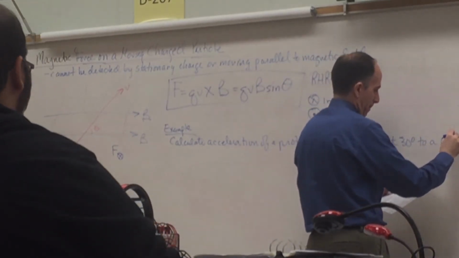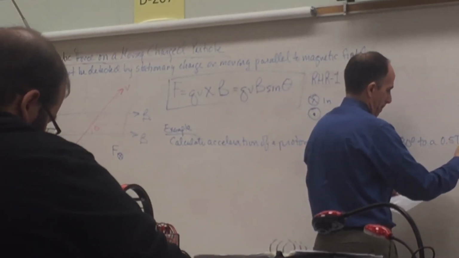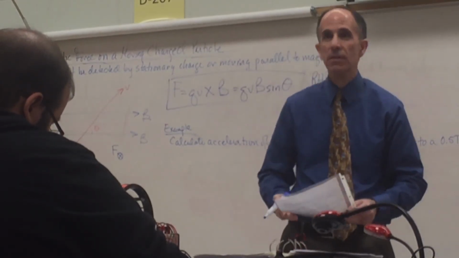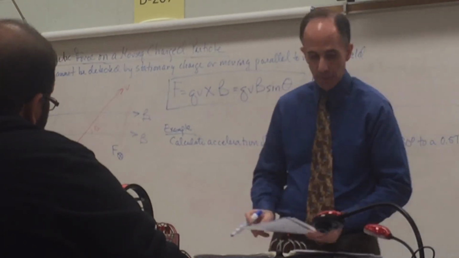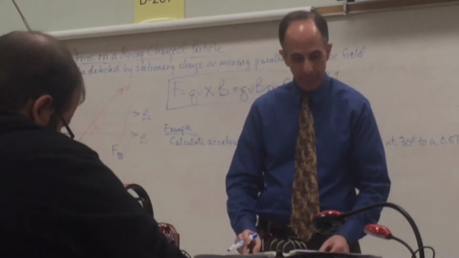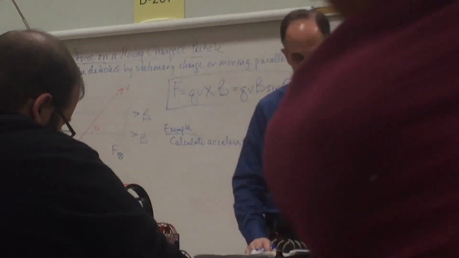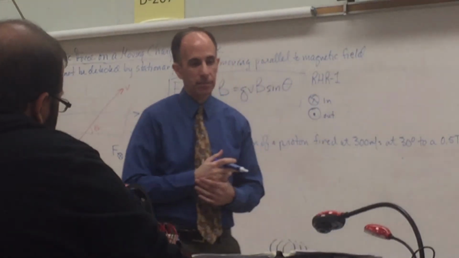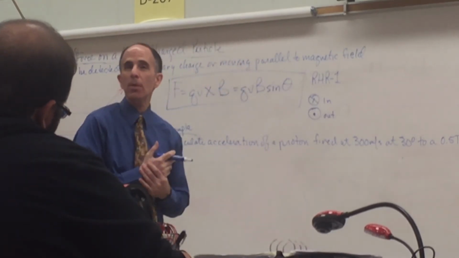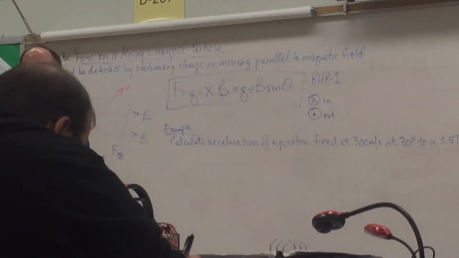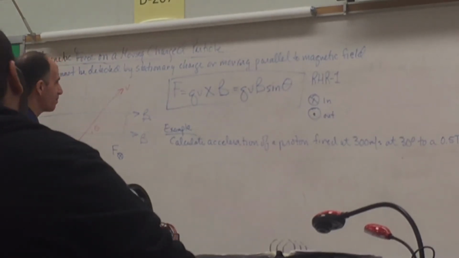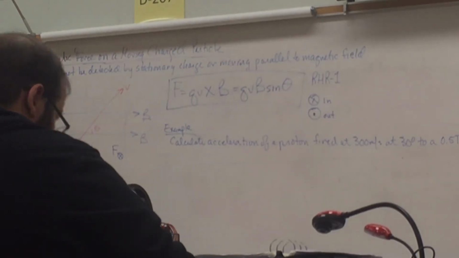1.6 times 10 to the negative 19. By the way, is this a vector or scalar quantity? Vector, right? Cross product, force vector.